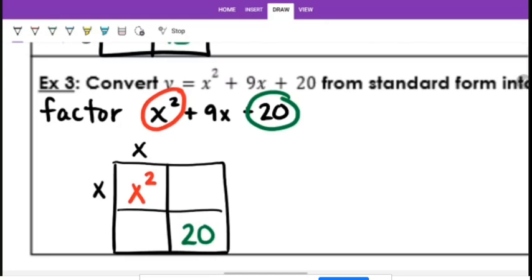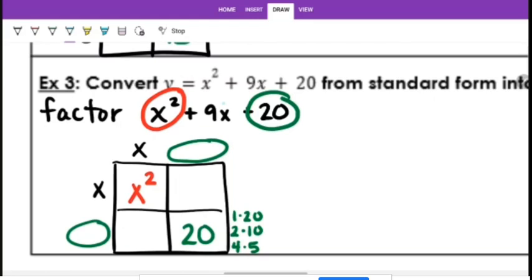So let's make a list of possibilities. In order for two numbers to multiply together to give you 20, your numbers might be 1 times 20, 2 times 10, 3 times anything? No. 4 times 5, and then we get to 5, which loops back around, so we're done. So we have 3 options: 1 times 20, 2 times 10, or 4 times 5.